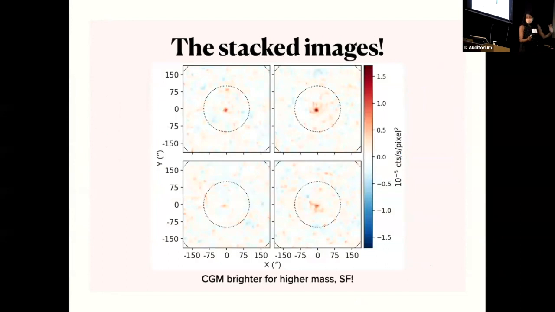And this is our preliminary, the first result, right? If you just look at the stacked images, and this is in arcseconds, this is not physical coordinates, but the first thing you can see is that the high mass galaxies are more luminous than the low mass galaxies. The second thing you'll see is that the star forming galaxies are more luminous than the quenched galaxies. Okay, this is our first order result.